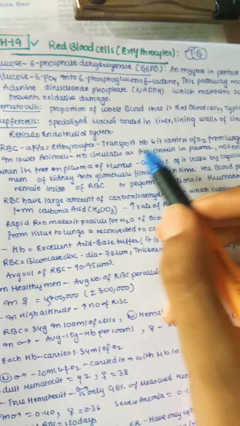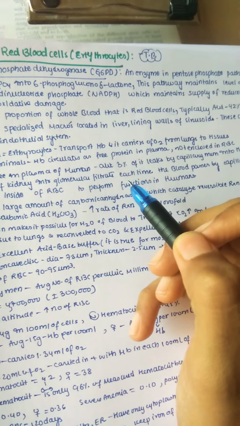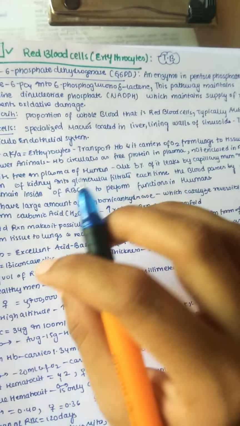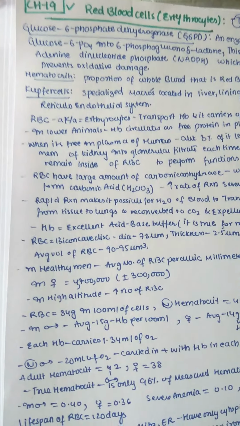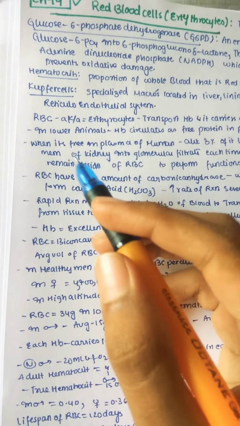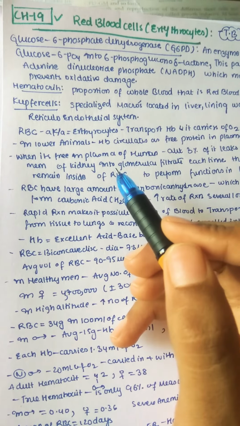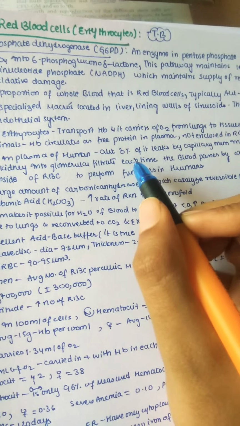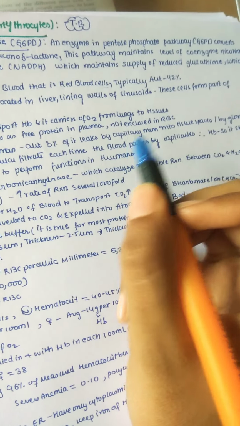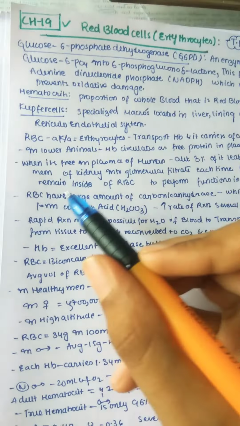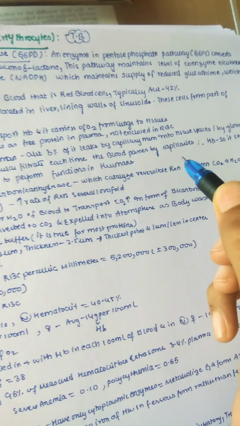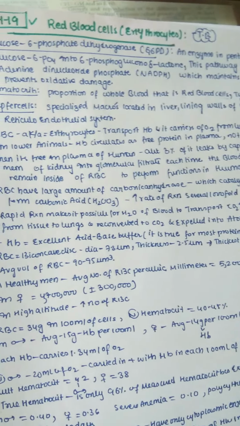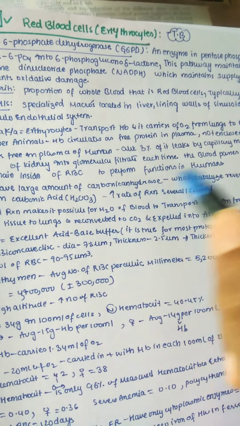And in lower animals, the hemoglobin circulates as a free protein in the plasma and is not enclosed in RBC. So in lower animals it is an open circulation type in the case of hemoglobin. But in humans, it is enclosed in RBC. For example, when it is free in plasma, even in humans, about 3% of it leaks through the capillary membrane into the tissue spaces or through the glomerular membrane of the kidney into the glomerular filtrate each time the blood passes through the capillaries. So the hemoglobin should remain inside the RBC to perform its function in humans.